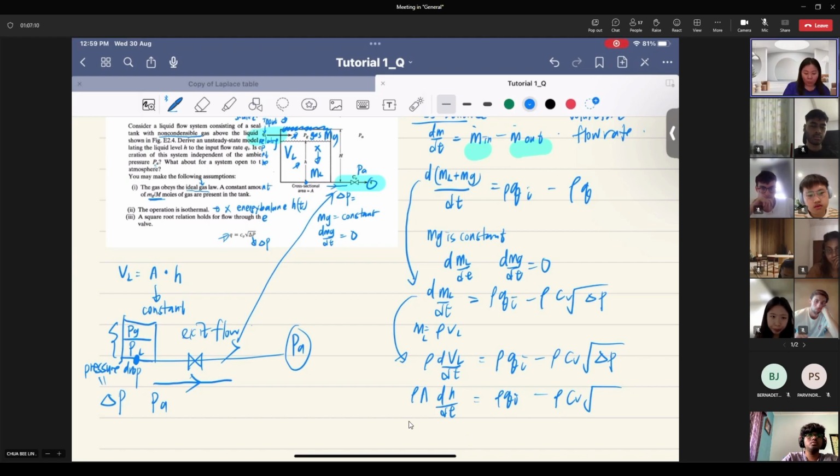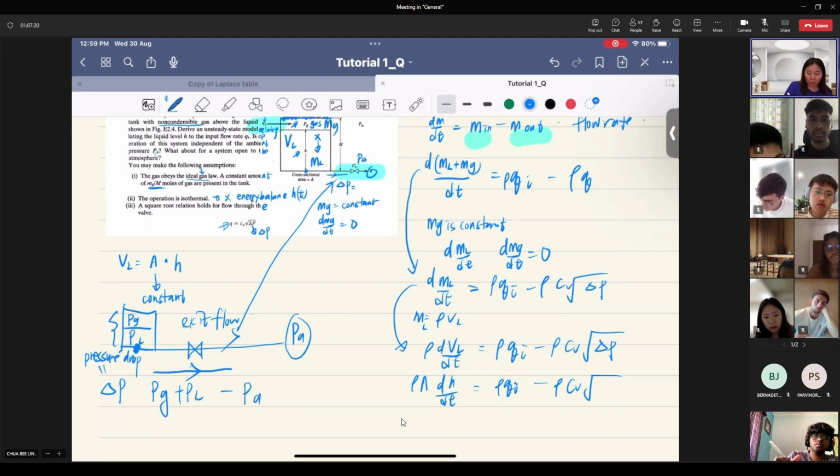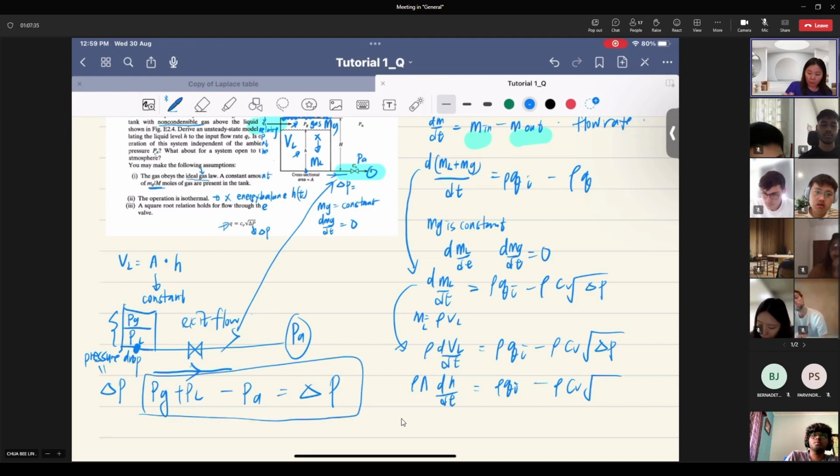So in here, you'll be having your PG plus PL. At the bottom of the tank, the pressure is the highest. This is physics, right? Thermal physics. So how do you actually get the pressure at the bottom? It is the pressure of the liquid plus the pressure of the gas. Minus the atmospheric pressure will give you the pressure drop. So this one is the one you need to substitute here later.